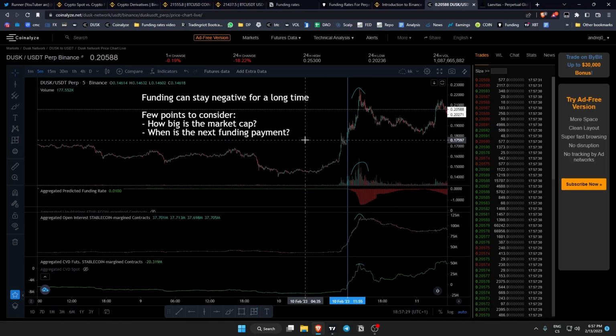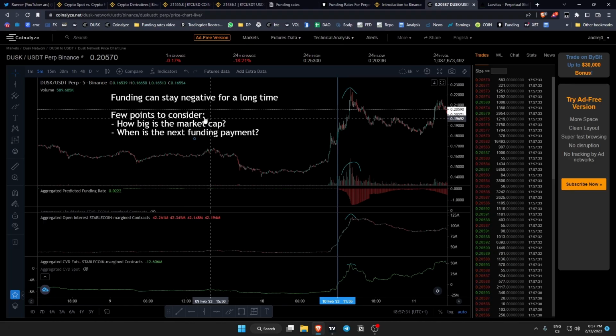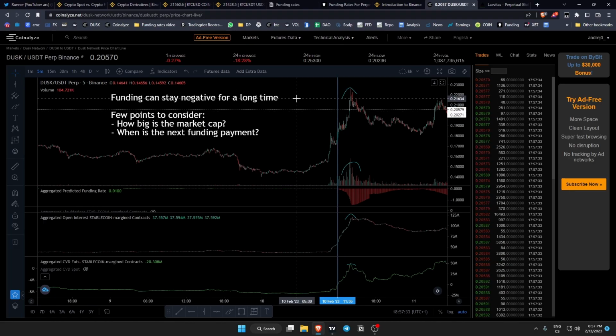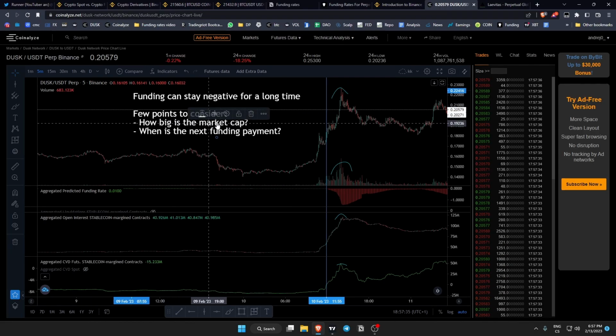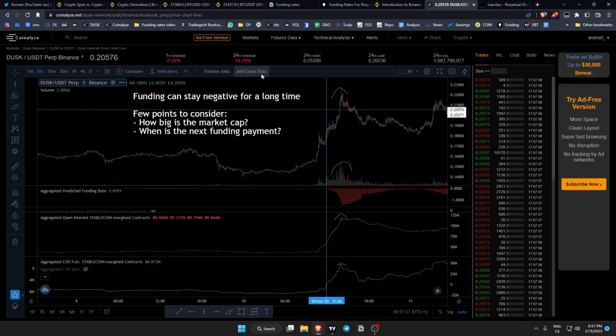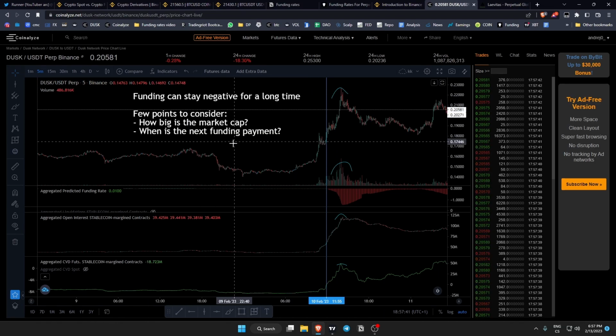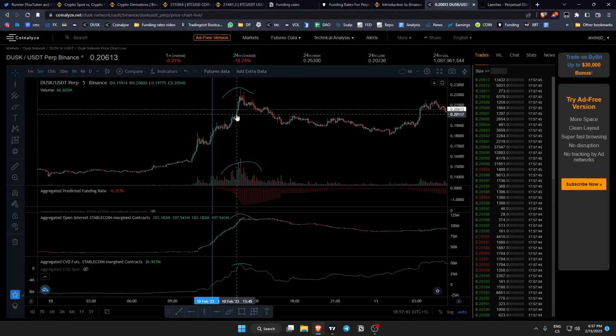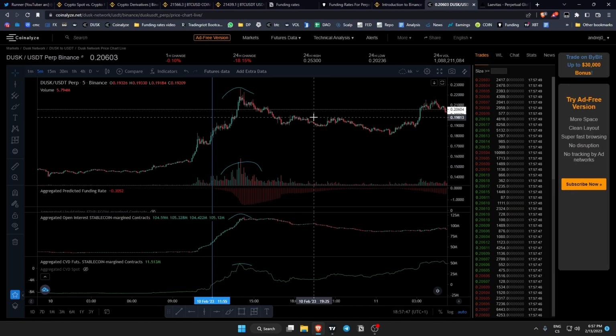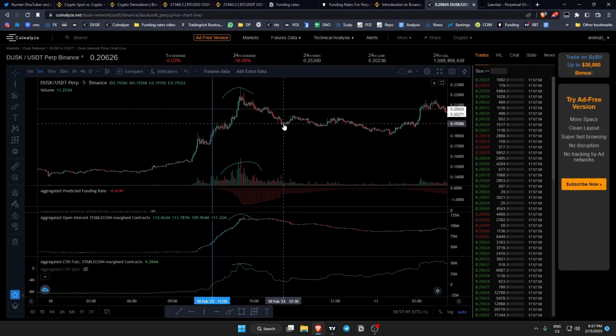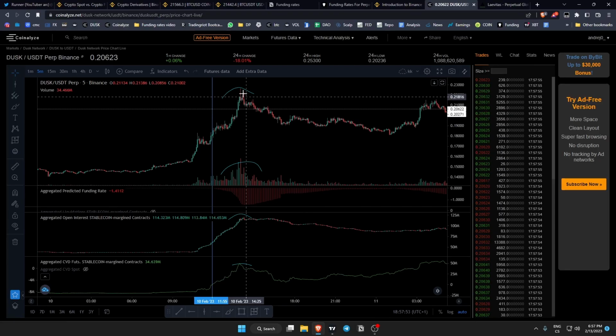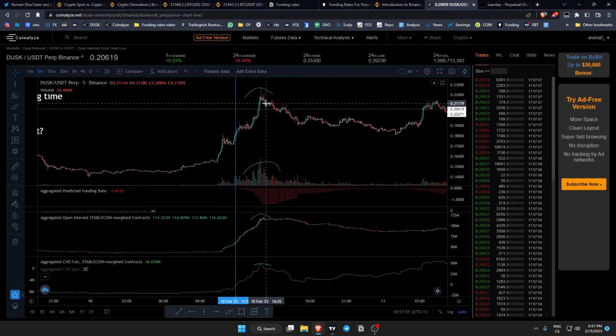So what I try to keep in mind is, how big is the market cap? Specifically, Dusk is a very small cap, so I was not trading it or trying to fade it, as the probability of getting squeezed is much higher. But also, when is the next funding payment? So if you look at the bottom, we can see the time. Next funding payment was actually here at the bottom. So you could have entered short without paying funding and still captured a massive move.